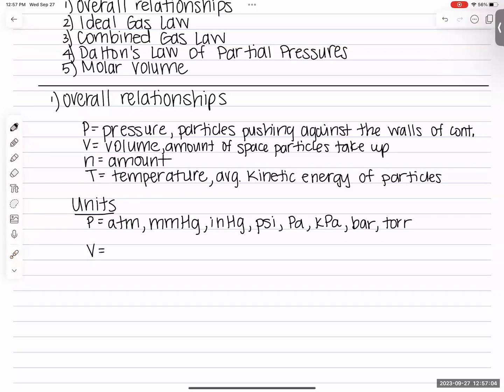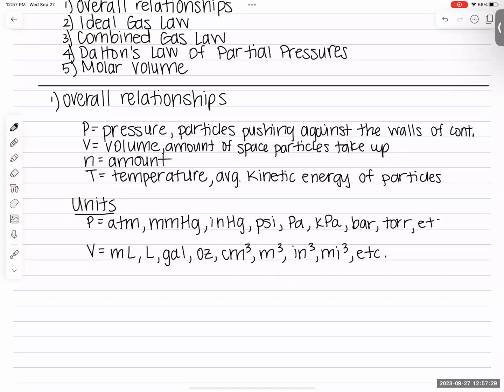You're familiar with volume already. We have milliliters, liters, gallons, any liter-based unit, ounce, any length cubed based unit. So here are some different length cubed based units: miles, inches, meters, centimeters cubed. And I'm just going to put etc. for both of these because there are more, but these are just some examples.